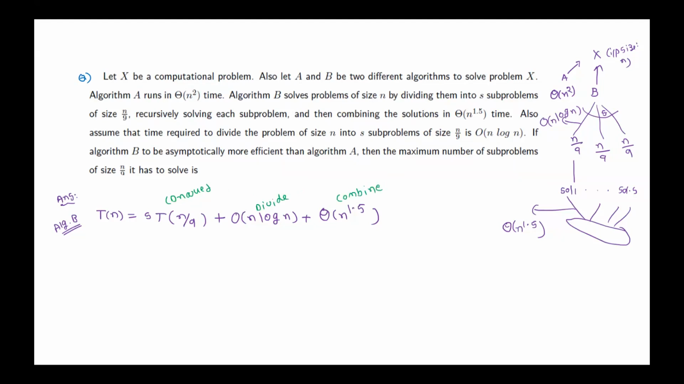Is that okay? Now algorithm B is like this. Divide and combine: it is n log n, and it is theta of n power 1.5. Out of these two, which is more? N power 1.5. So big O of n log n we can simply ignore, no? Yes, sir. It can be written as S times T of n by 9 plus theta of n power 1.5.